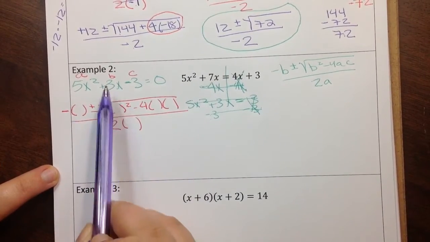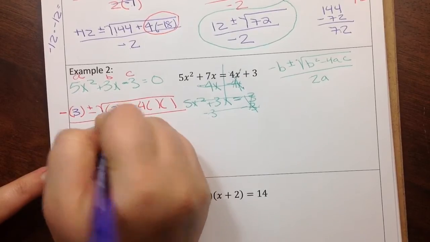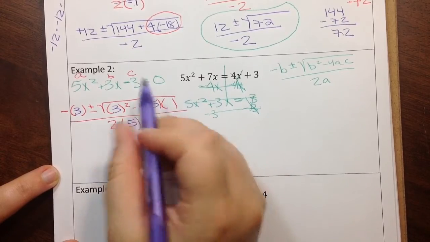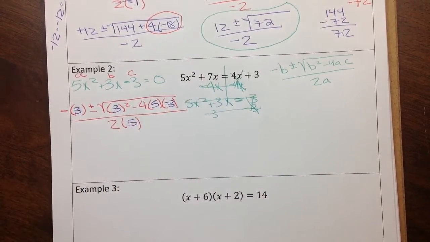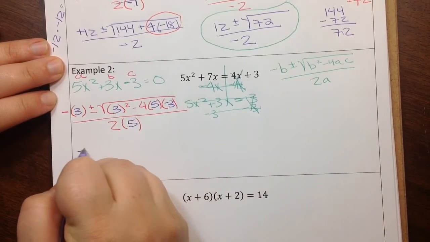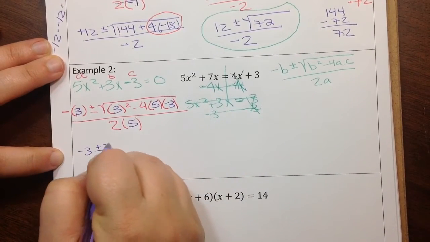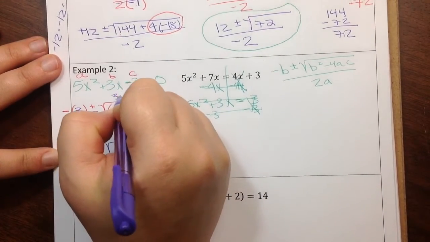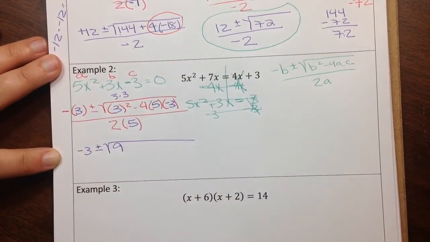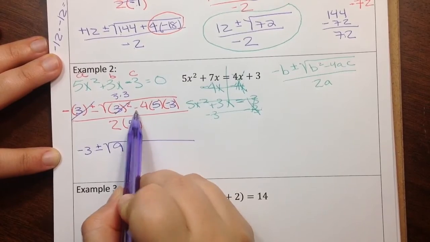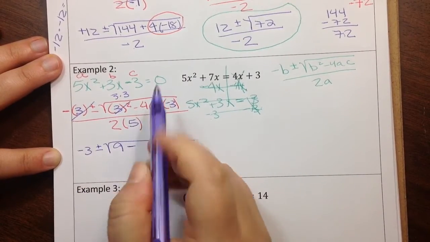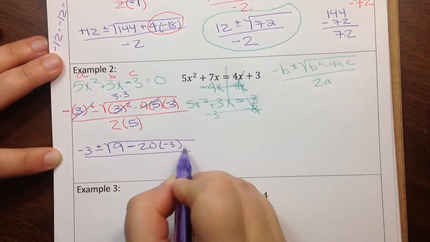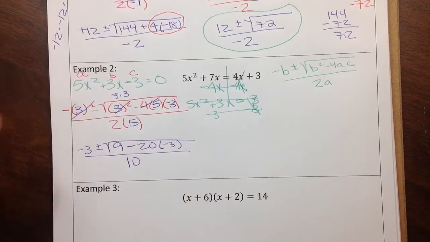So these are both b's, so I'm going to plug in that 3. These are both a's, so I'm going to plug in that 5. This is the c, so I'm going to plug in the c. And then I'm just going to work it out. Negative 3 would be negative 3, plus or minus the square root. 3 squared is not 3 times 2. It's 3 times 3, which is 9. Done. Negative times a positive is a negative. 4 times 5 is 20. Bring down that negative 3, all over 2 times 5 is 10.